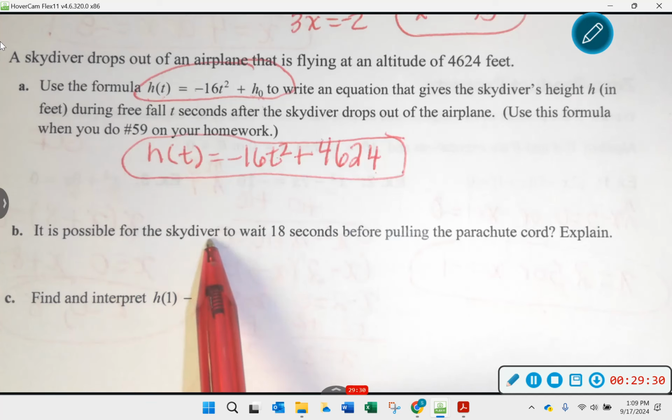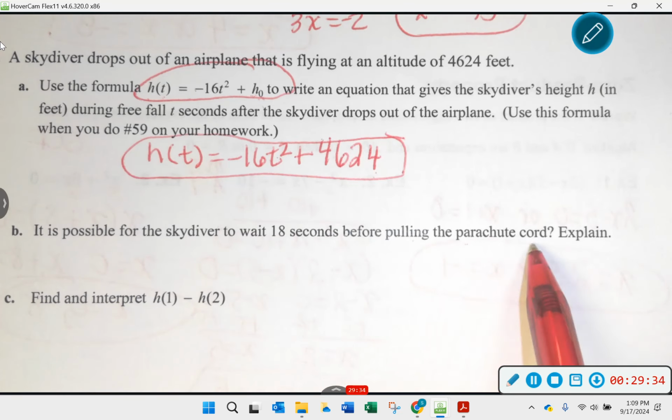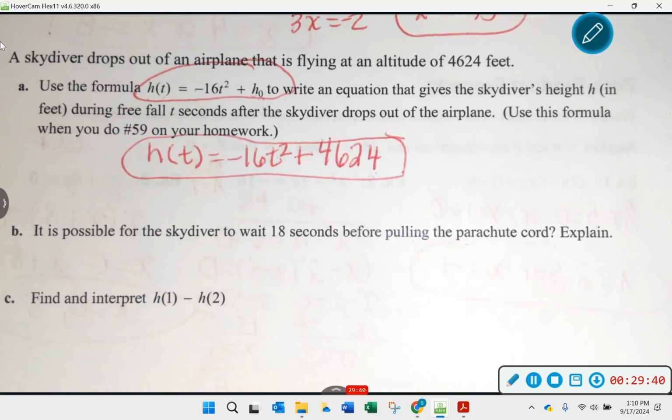Is it possible for the skydiver to wait 18 seconds before pulling the parachute cord? I'm going to give you 1 minute with your partner to answer yes or no. Let's just take a guess though. How many people say yes, that'll work? Okay, we got about 3 people. How many people say no, it's not going to work? Oh, more people say no. Let's see. Work it out with your partner.